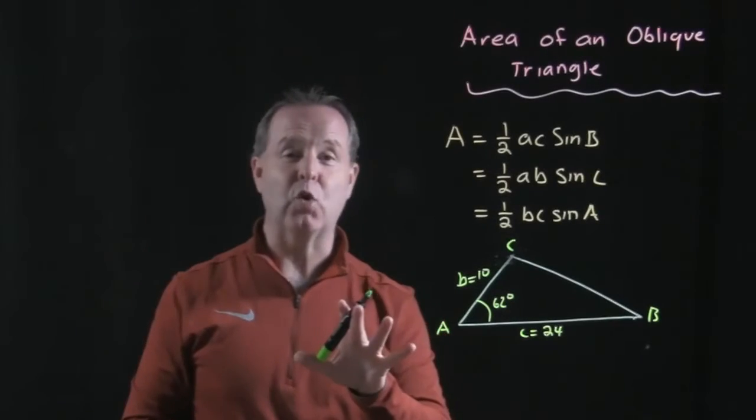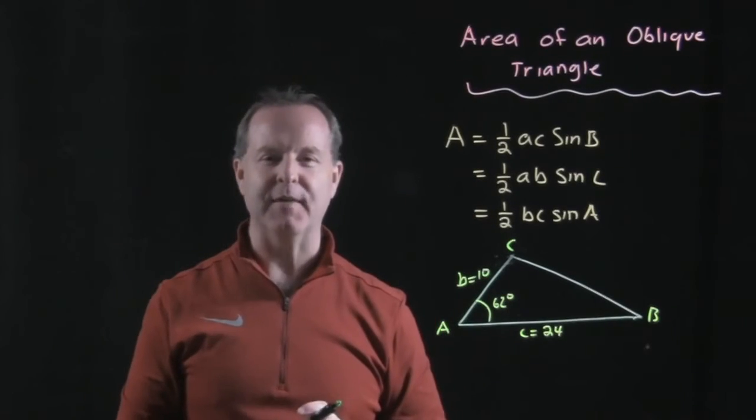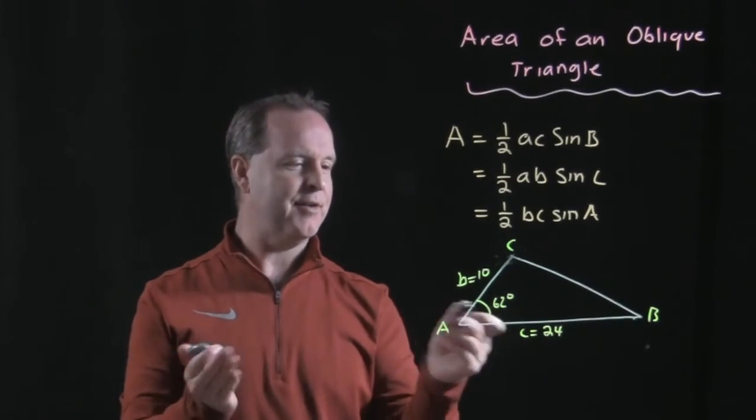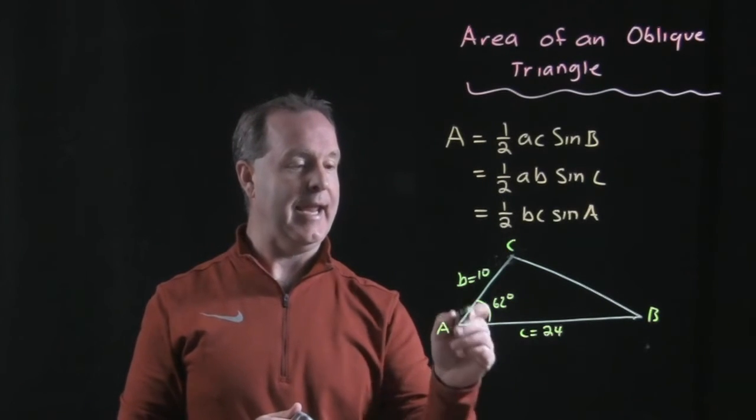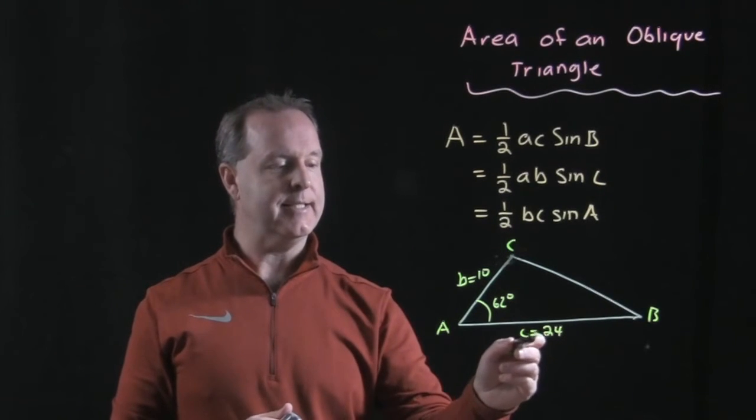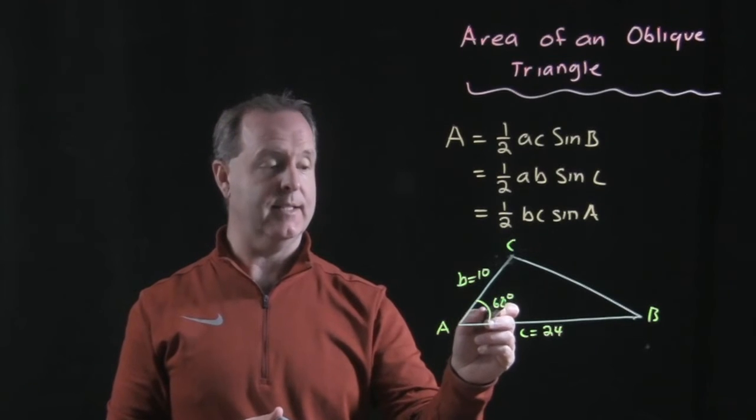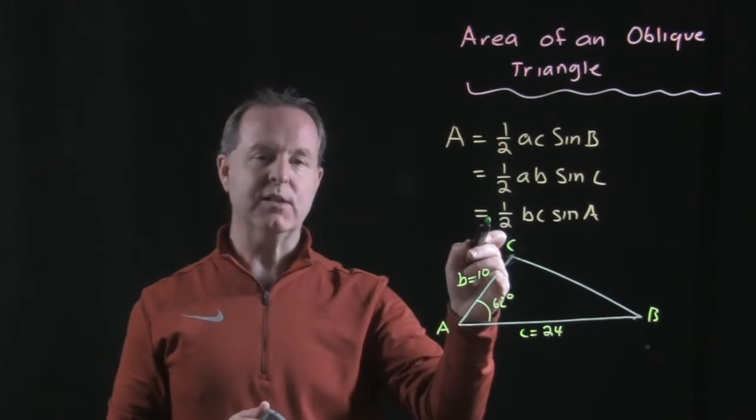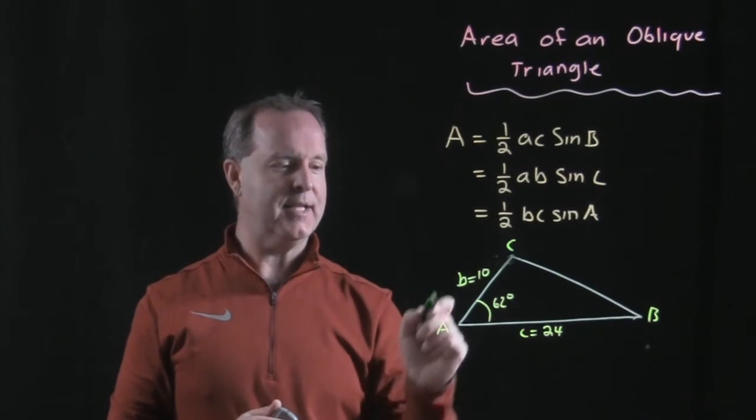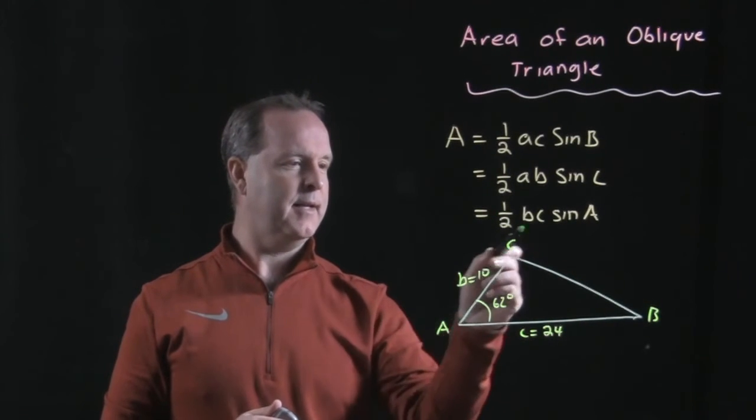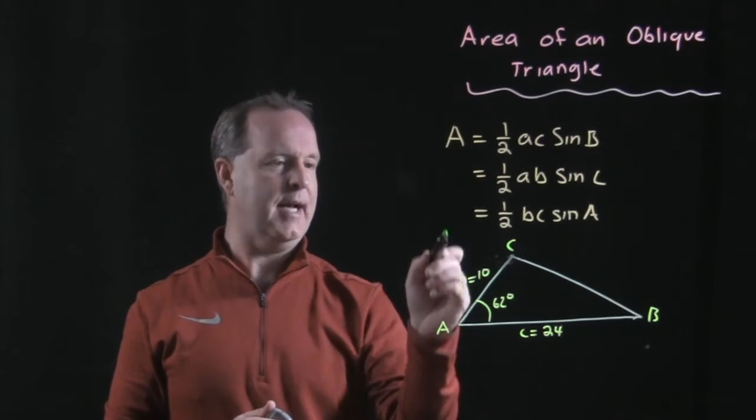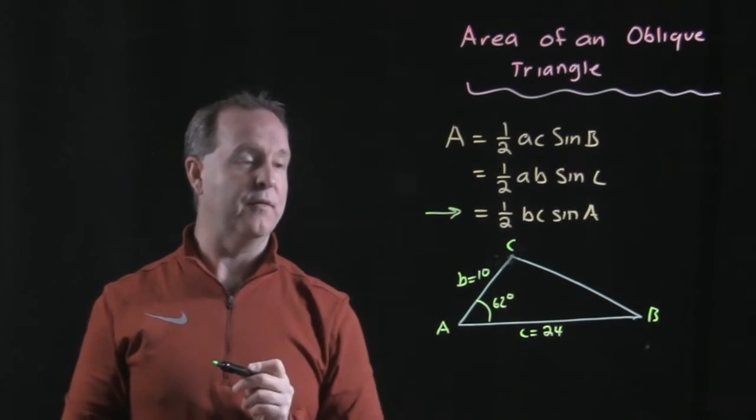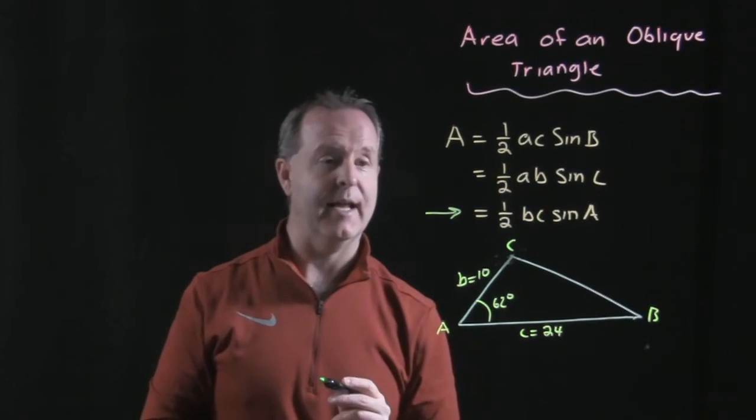So let's look at a triangle here and use what we discovered about the area of an oblique triangle. I have a triangle where I know side, angle, side. C is 24, the angle A is 62 degrees, and the side b is 10. So one of these three should fit what I know. And it looks like I know b and c and the sine of A. So that is the information I have.